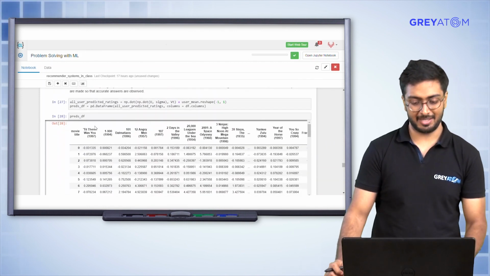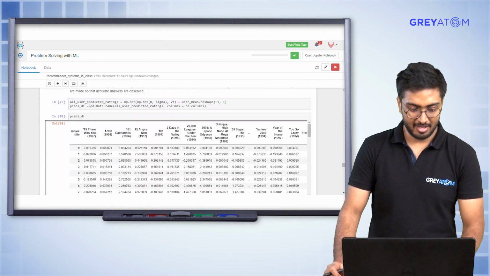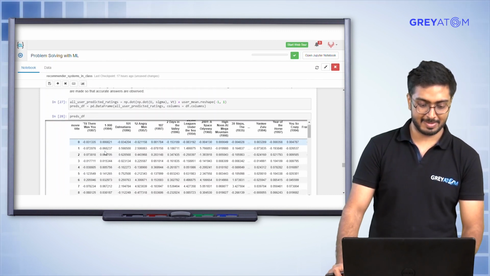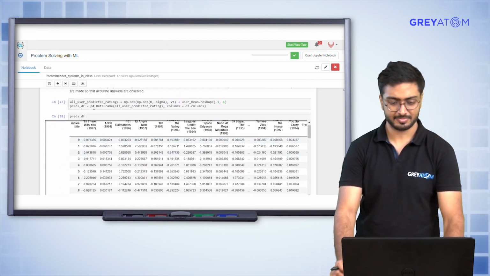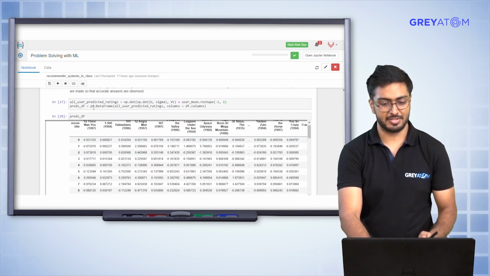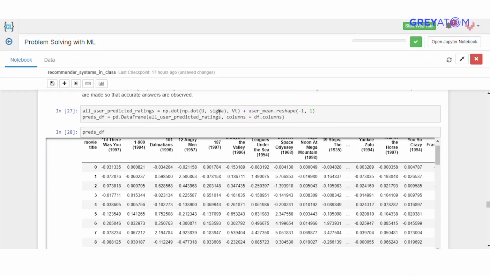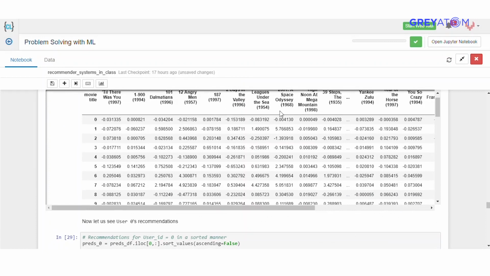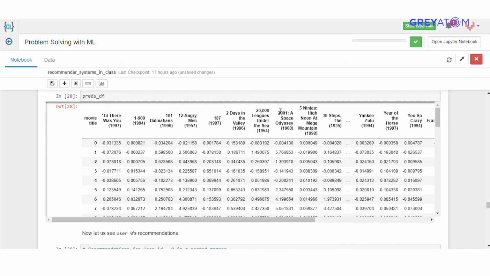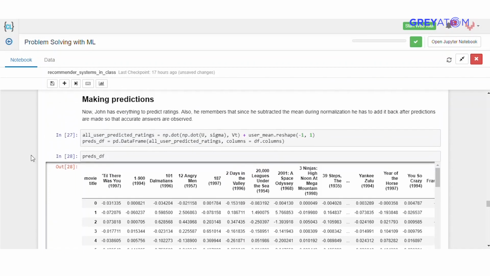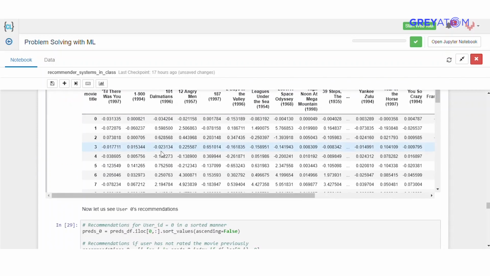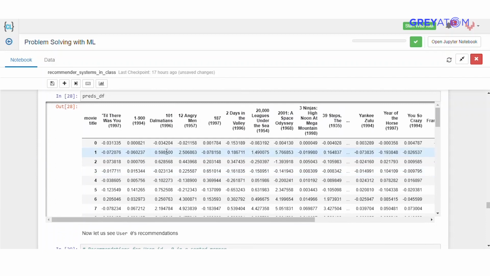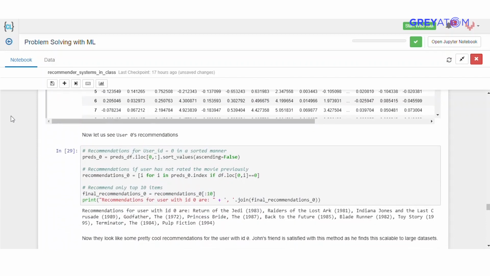Once you do that, making predictions from this is very simple. You just multiply U into sigma, and you multiply that into VT, plus you add the user mean reshaped, because you want to add the corresponding means that you had subtracted. Once you do that, you get the corresponding data frame of predicted ratings. And as you can see, these are the different predicted ratings for given users.